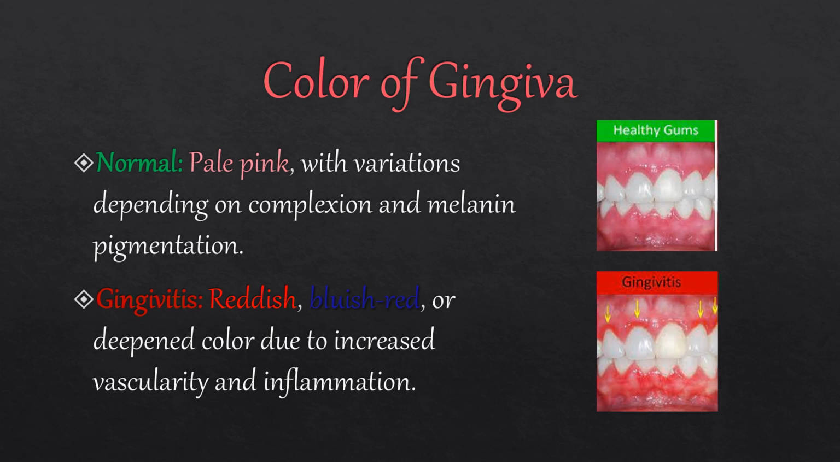So as we see in the picture, we see the normal gingiva is pale pink in color. The factors which are responsible for this color is degree of keratinization, vascularity, and also to some extent the melanin pigmentation. Whereas in gingivitis, there will be increased blood supply and also there will be thinning of the epithelium so that it appears more red, and also it may appear bluish red in chronic condition because of venous stasis.